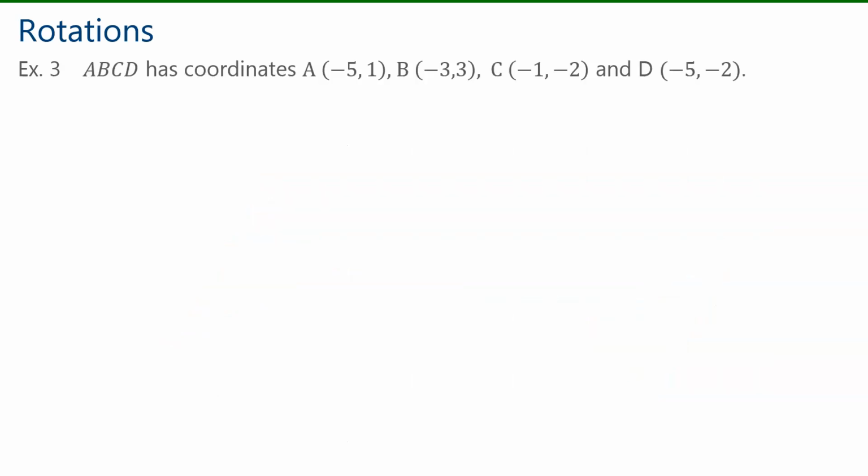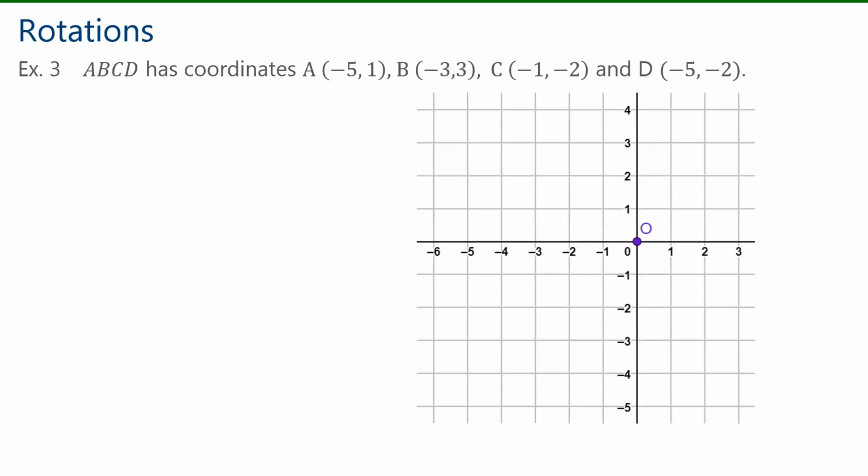Example 3. ABCD has the following coordinates. Draw ABCD and rotate it 270 degrees clockwise. If you want to try to draw the object on your own, pause the video now. The object would look like this.